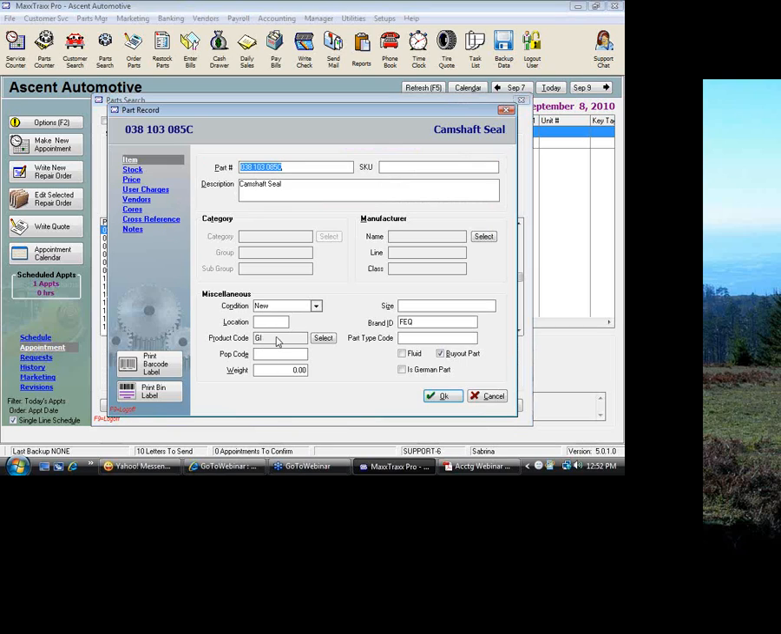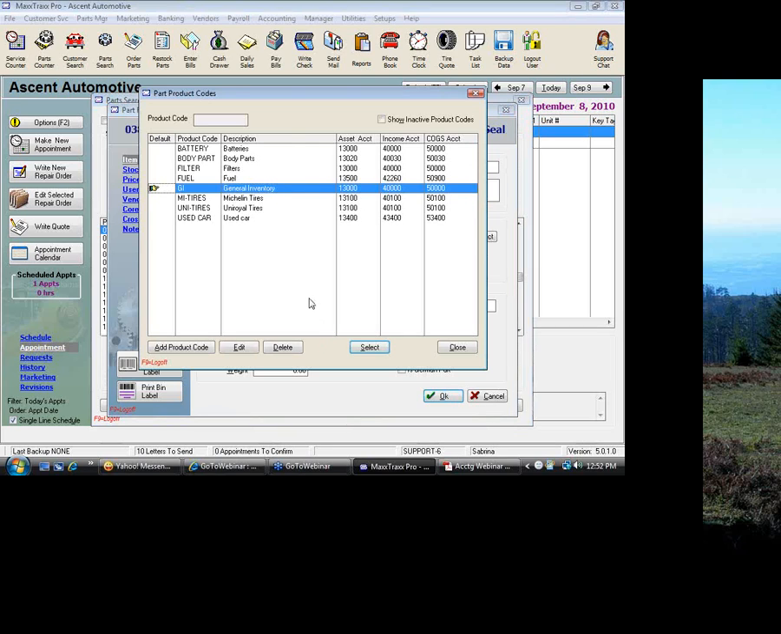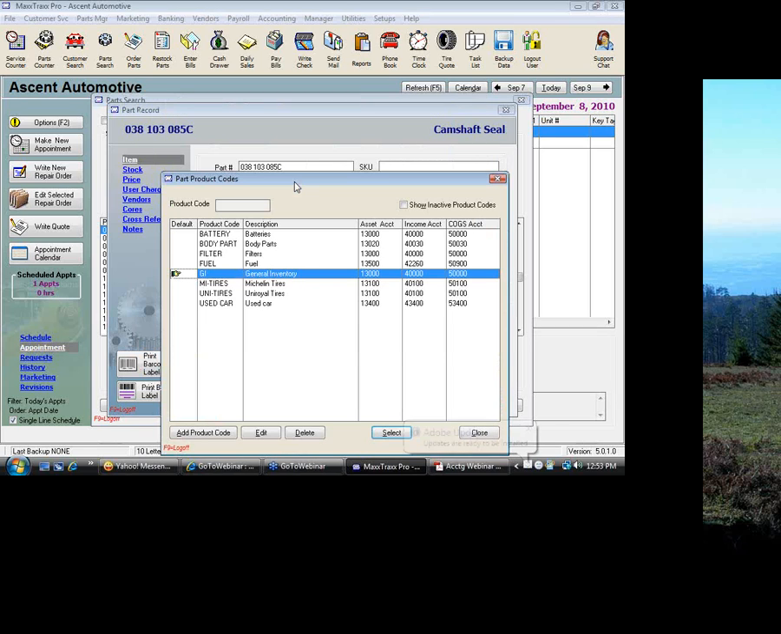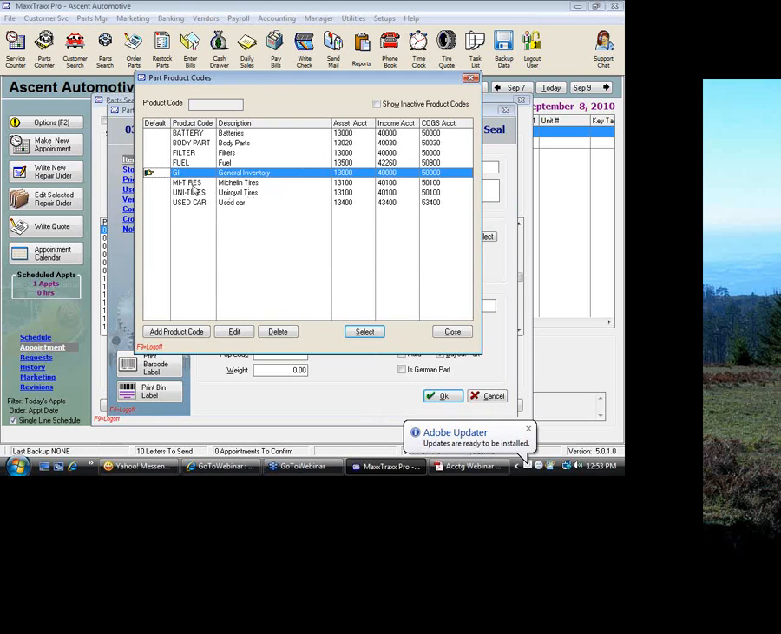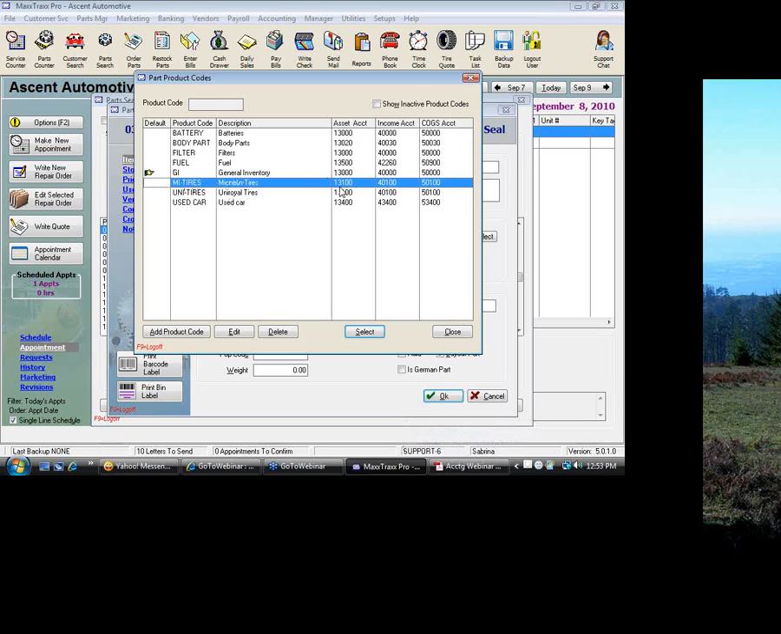Here it is, product code, GI. If I click on select, I have all these options. I can change this product code. General inventory flows to the standard 13,000 account. But if I were to say that this seal, what was this? Camshaft seal was a tire, I could change it to flow to this product code, which has a different general ledger account number. So I can track my inventory in two different or three or four or five different buckets on my general ledger.